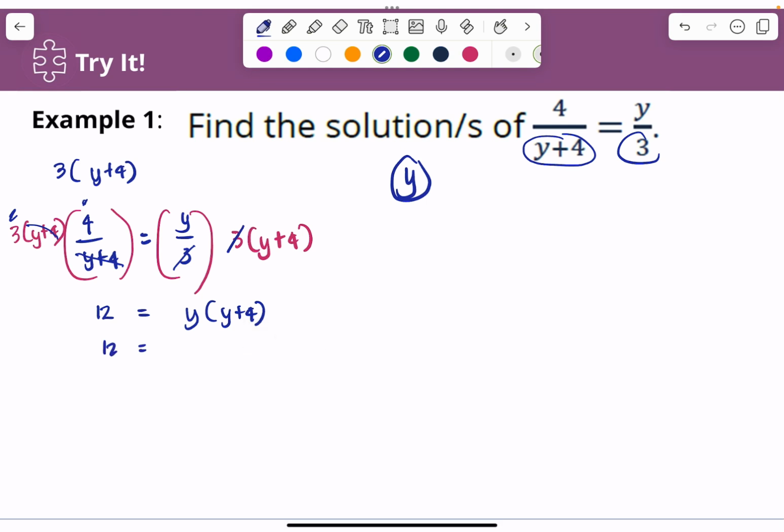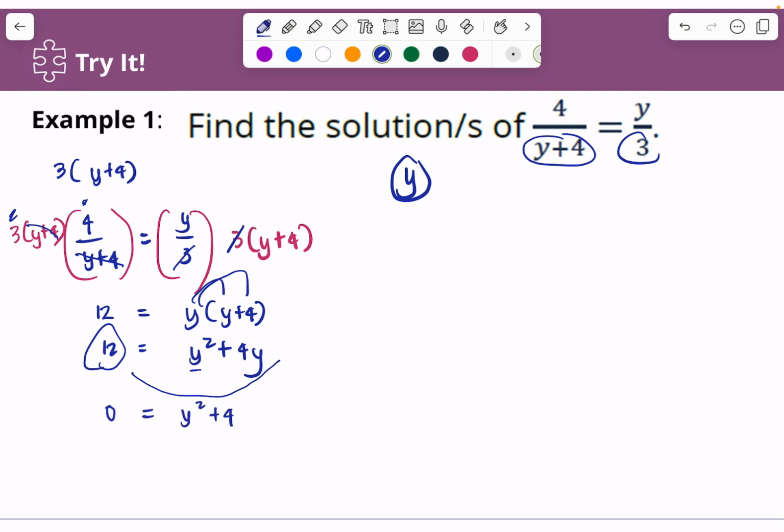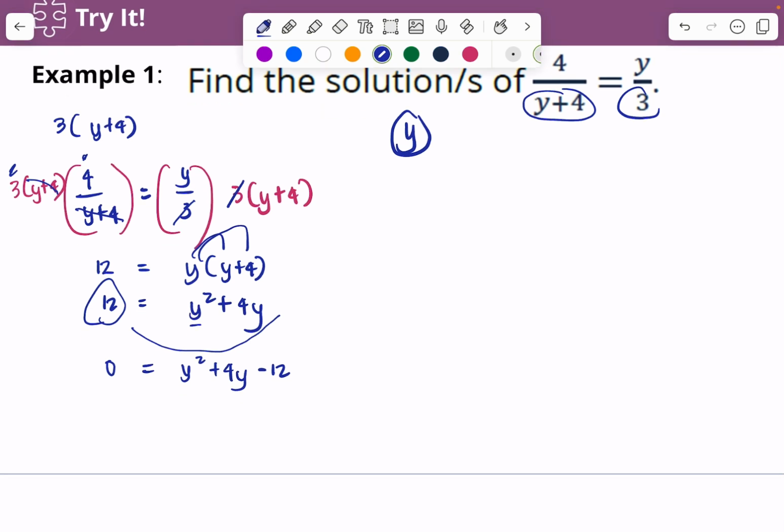So 12 is equal to y squared plus, that will be 4y. Now, as we can see, this is y squared. So, we have to transpose 12 to the other side, so that we have one polynomial for us to be able to factor our polynomial. So the remaining here on the left is 0 is equal to y squared plus 4y. Okay, 12 transposed to the other side, that will become negative 12. Now after getting that polynomial, you're going to, okay, factor this out.